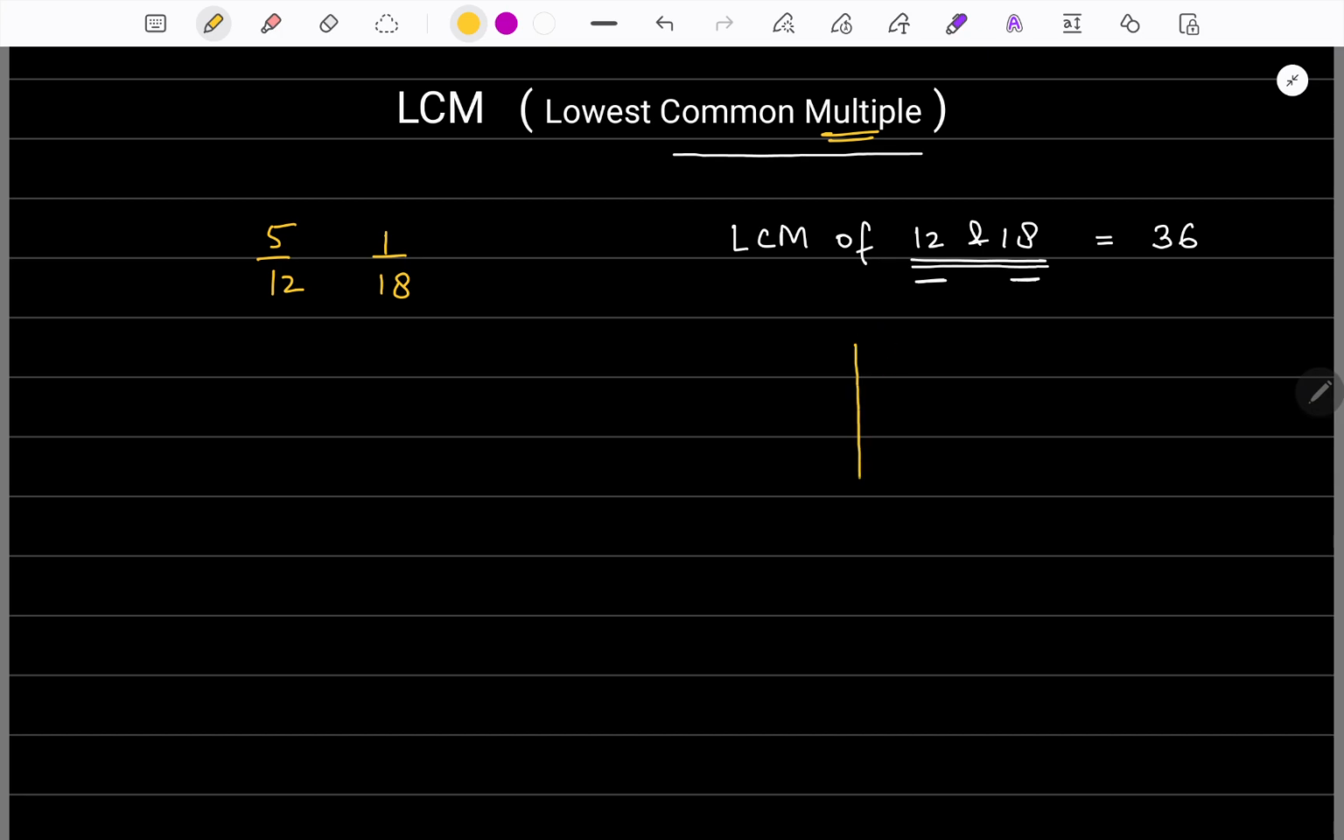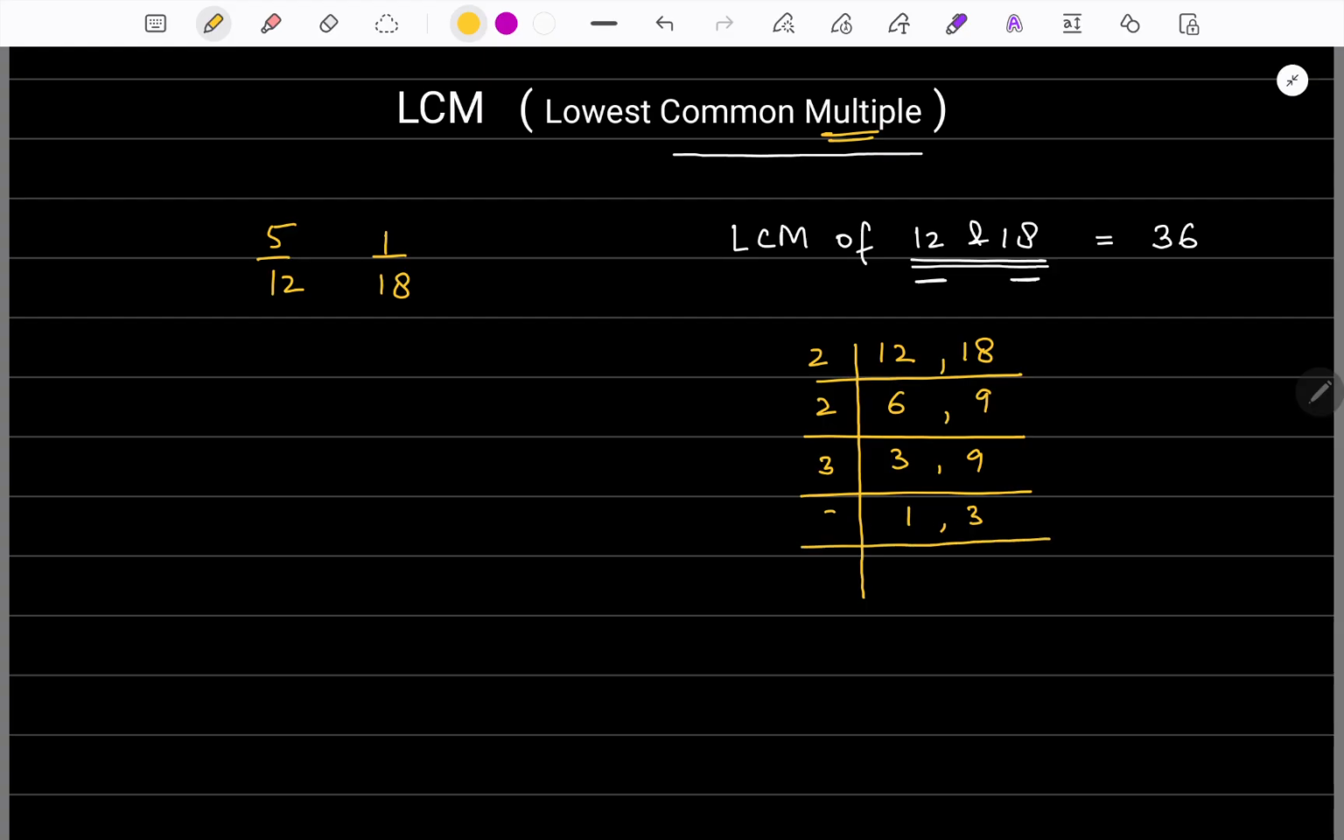So we take the same example and we factorize 12 and 18. That is the denominators here, but this factorization has to be done together. So 12 and 18 get factorized together. We divide by 2: 2 sixes are 12, 2 nines are 18, so we get 6 and 9. We divide again by 2 and get 3 and 9. We use 3: 3 ones are 3 and 3 threes are 9. And when we divide by 3 again, we get 1 and 1.